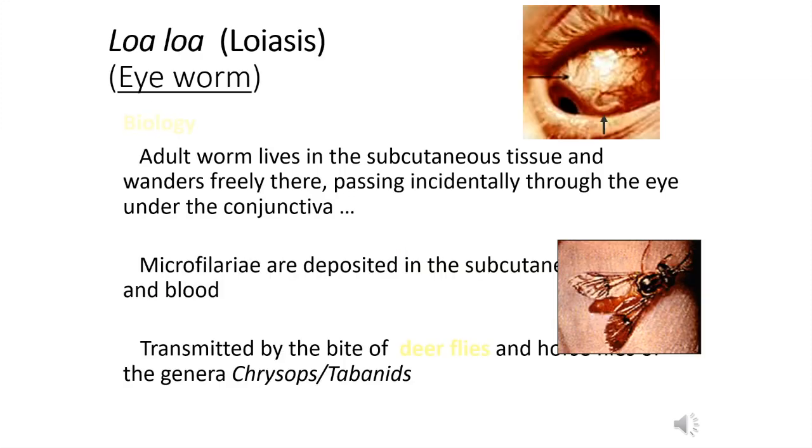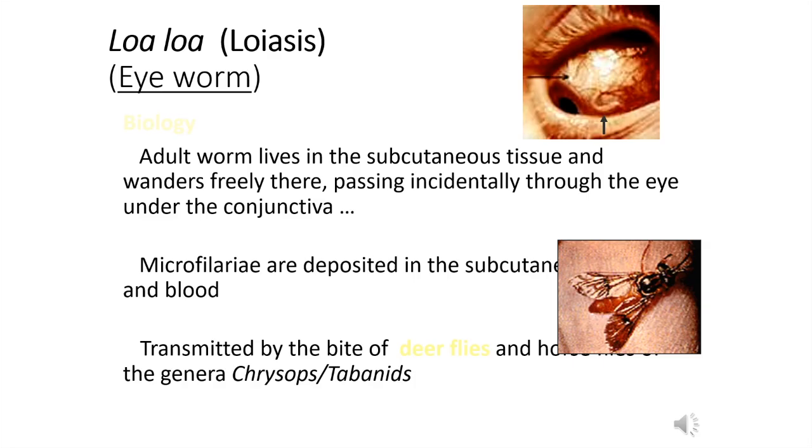Lastly, we come to Loa Loa, or the eye worm. Here we have an eye worm. Why is it so called? Because this adult worm itself, like you see in the upper picture, can cross through the conjunctiva of the eye, and it can be observed at that site. I shall show you a better picture than this one.